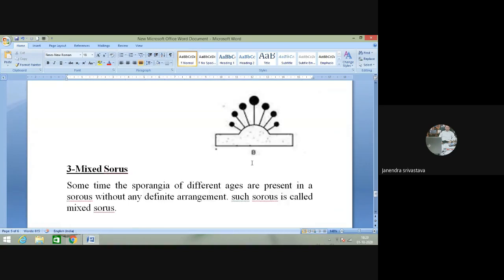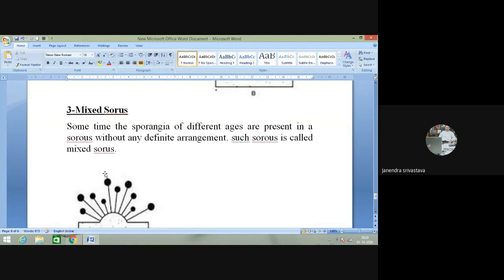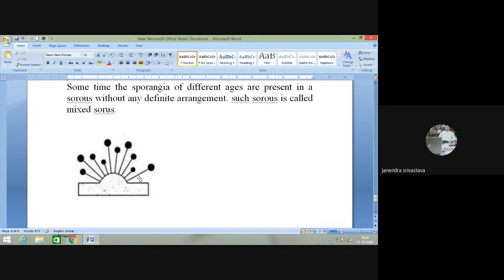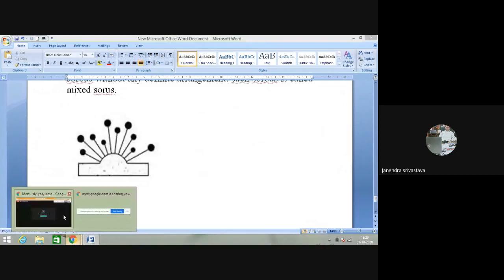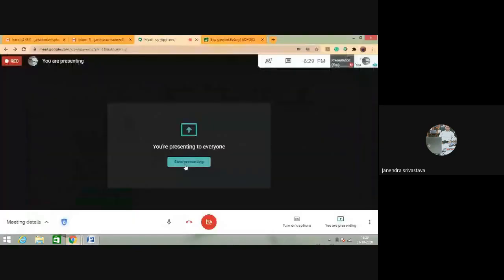So, what is the mixed sorus? In a mixed sorus, the sporangia of different ages are present without any definite arrangement. So, this is about the general characteristics and classification of pteridophytes. Thank you.